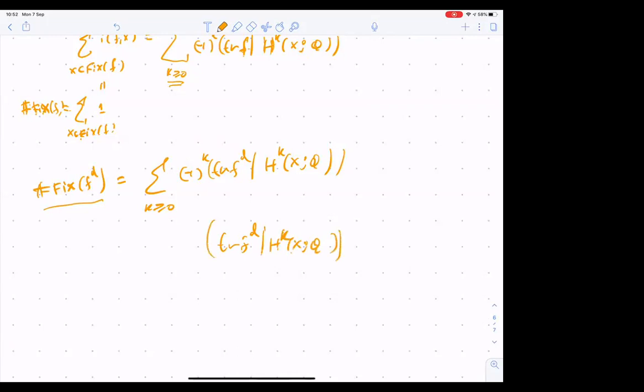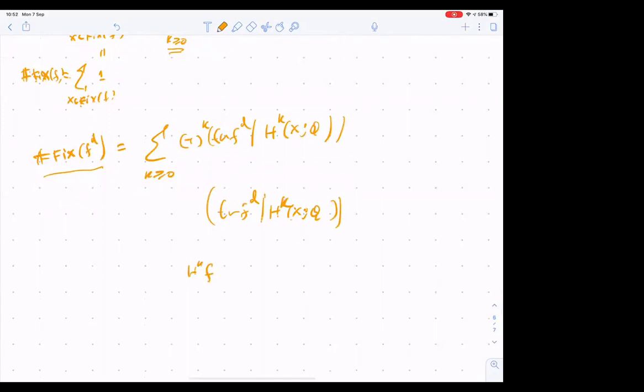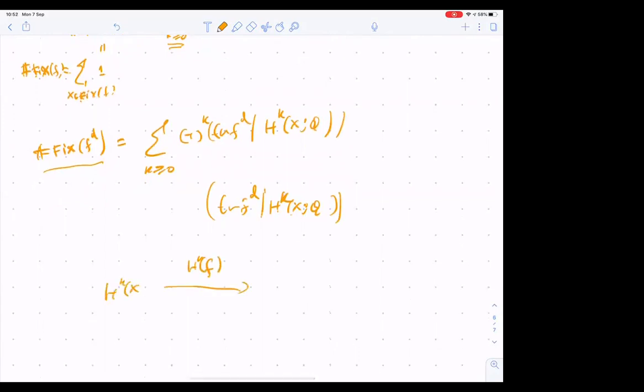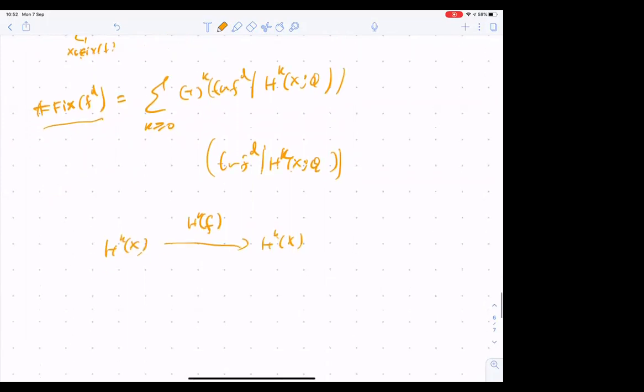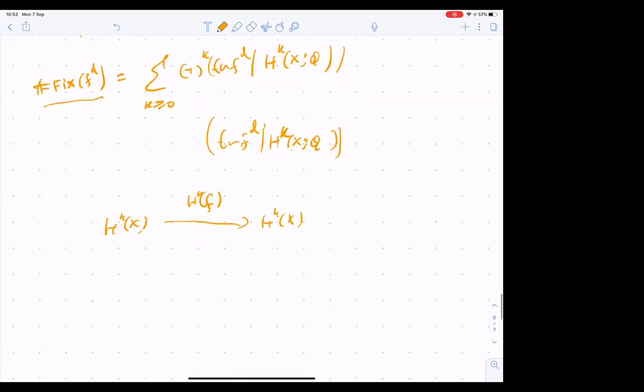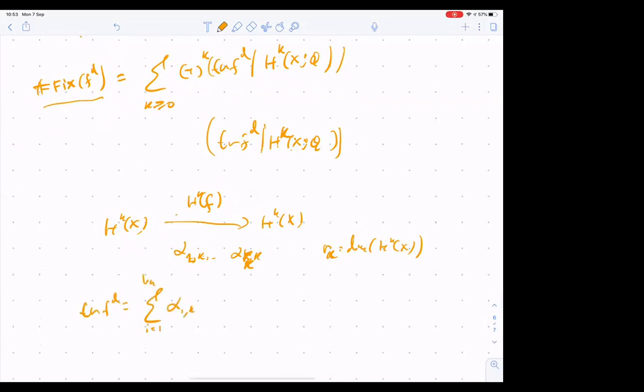Now, we have this H^k of F, which is a map from H^k of X to H^k of X. This is a map of vector spaces, some matrix. And if we want to describe the trace, we can just say, let's take alpha_1^k to alpha_{r_k}^k, where r_k is the dimension of H^k(X). These are going to be the eigenvalues with multiplicity of this linear map. And we're going to get the trace of F^d, which is just the sum from i equals 1 to r_k of alpha_i^k to the d.